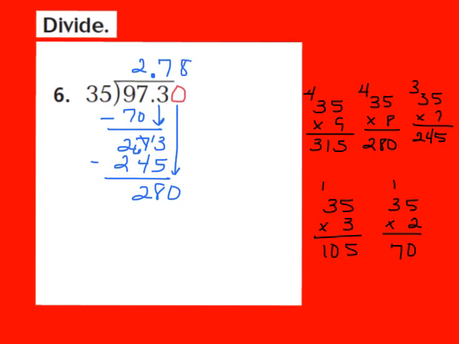Now once again, when I multiply 8 times 35, I know that it gives me 280. So I'm going to write my 280 down and then subtract, and I'm left with a remainder of 0. Now, once my remainder is 0, and I have no more digits left to bring down, I know that my division is complete. So what that tells me is 97 3/10 divided by 35 gives me a quotient of 2 and 78/100.